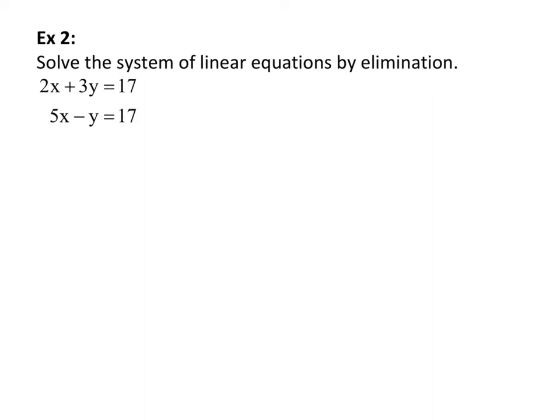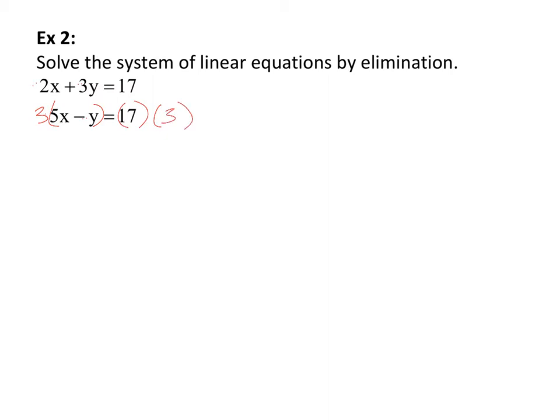Okay, I have all my equations in standard form. I need the same coefficient for one of the variables. Let's see, anything I can multiply 2 by to get 5? No. Anything I can multiply 5 by to get 2? No. Anything I can multiply 3 by to get 1, a whole number? No. Anything I can multiply 1 by to get 3? Yeah, 3. So I'll multiply top and bottom here by 3.